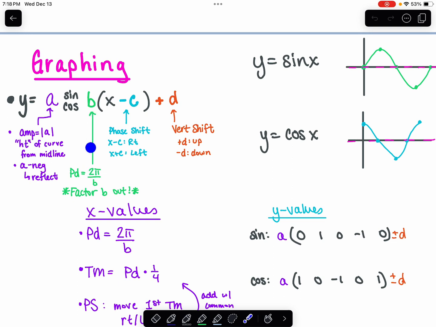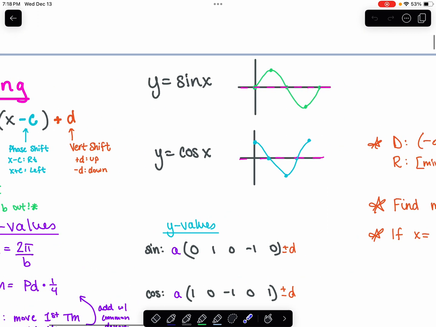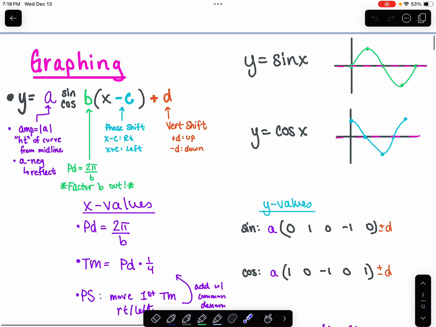Our B value affects the period, how long it takes us to complete one curve of sine or cosine or whatever the graph is. So for sine, cosine, secant, cosecant, the period is usually 2 pi radians long, but it changes depending on what B is. Make sure that B is always factored out of this expression, otherwise you'll get the wrong horizontal shift.